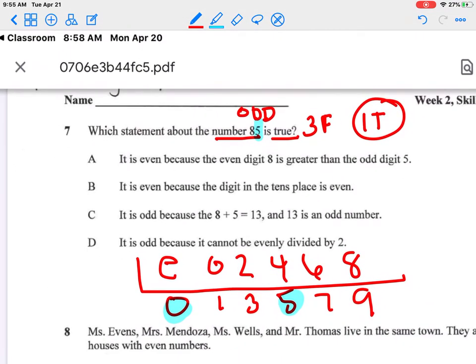And I know I'm looking for 1 true statement. Letter A. It is even. No, the number 85 is not even. So that cannot be my answer. Letter B. It is even. Nope. That is not my answer because this is false and this is false.